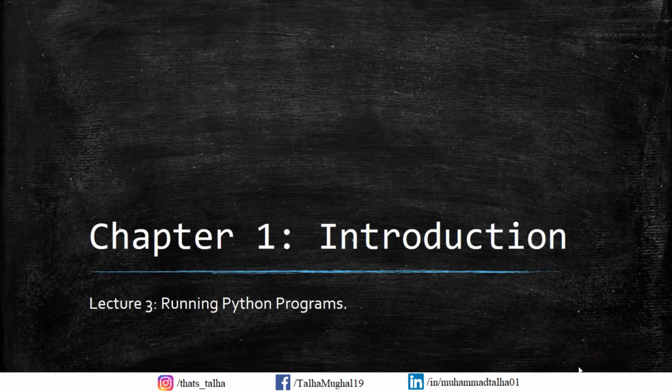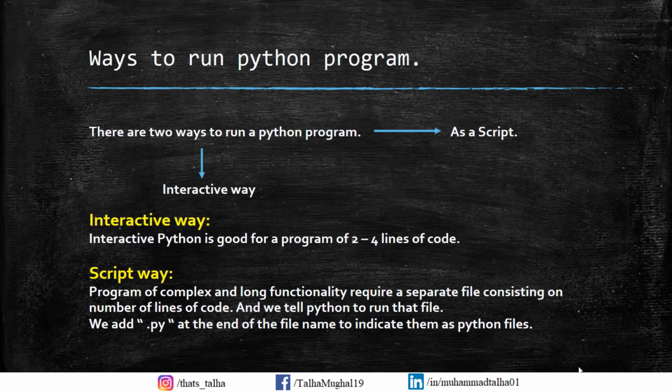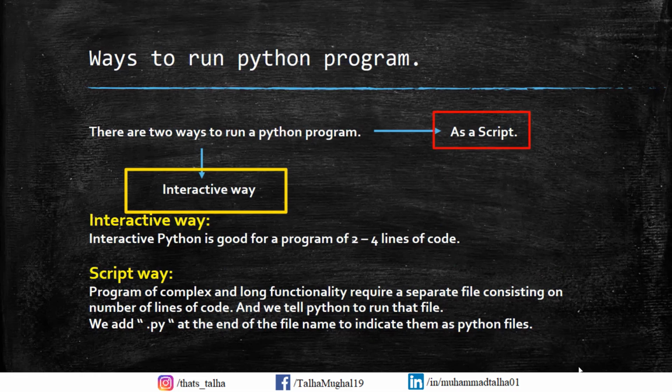In lecture 3 of chapter 1, we will discuss how we can run our Python programs. In other words, we will see how many ways there are in which we can execute our Python programs. Well, there are two ways to run a Python program. The first one is the interactive way and the second one is as a script.